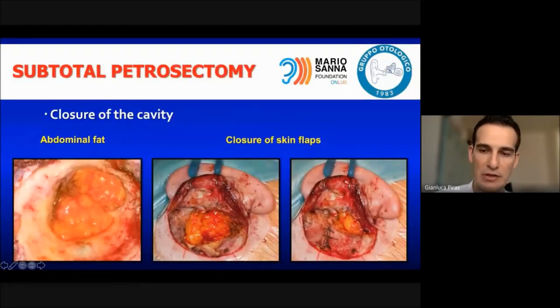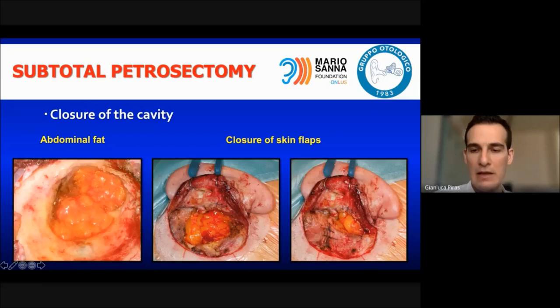You see how important it is to maintain the muscle. At the end, you practically suture the temporalis muscle with the retroauricular muscle. Then this is the second layer, which is also the temporalis muscle. This is the second layer of the external auditory canal closure. If you then put stitches between here and there, practically you have a watertight closure. So if you have CSF, it won't go outside.